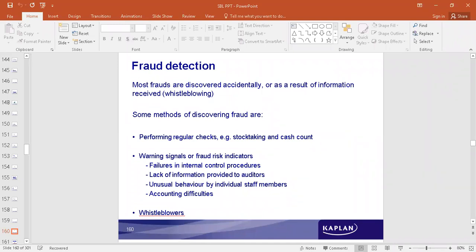Some methods of discovering fraud are, they can have regular checks taken up, that is stock taking and cash count. Then again, how frequently regular checks are taken up depends on different factors from organization to organization. We can see how frequently they take up the checks. So count the number of units of stock present in the stores department, count the cash available in the cash box, etc. Cash transactions are to be verified.